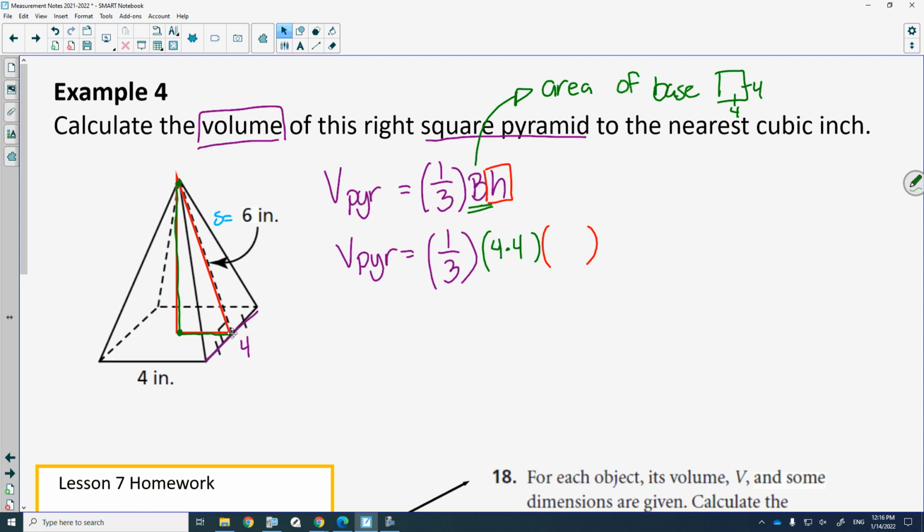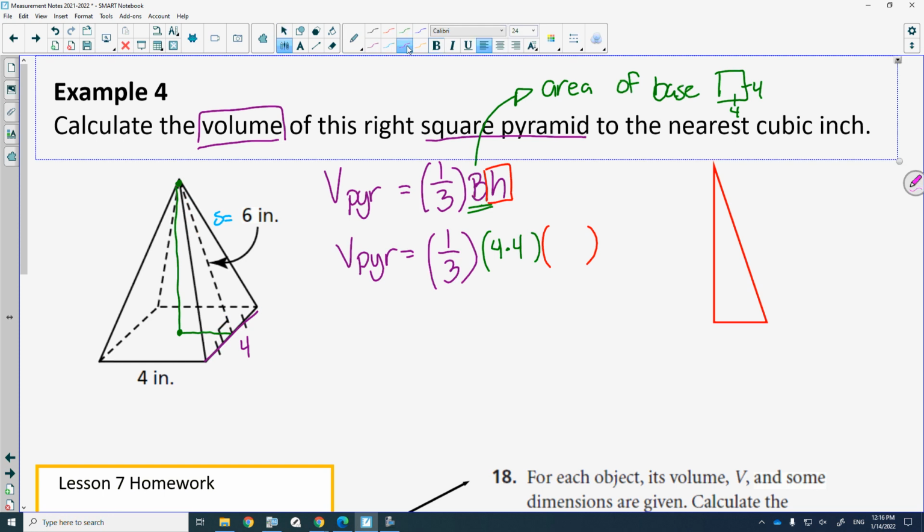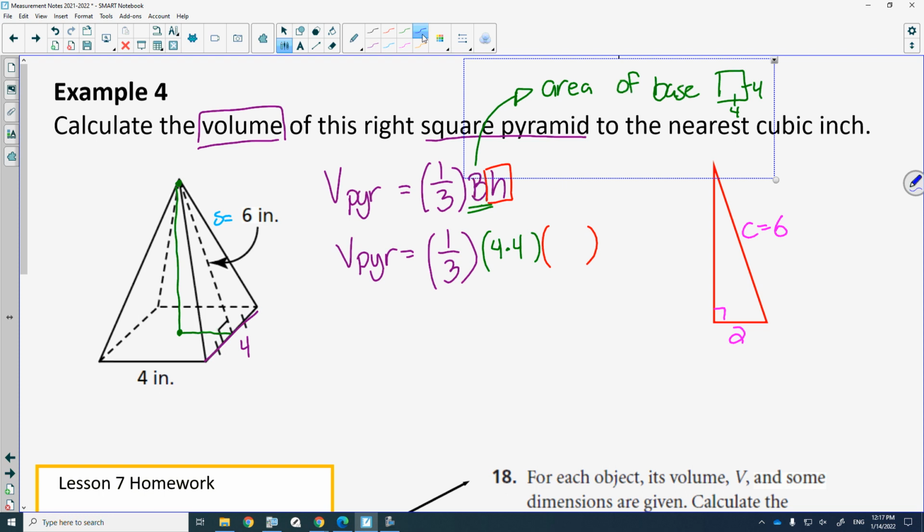What would the base of this triangle be? Because it's not 4. Does anybody know what the base would be? If from here to here is 4, and this is halfway to the edge, what would it be? 2. Yeah, the base of the triangle is 2. Okay. The slant height, now this is going to be C because it's the hypotenuse. That's 6. And then we're missing, you could either call it A or B.